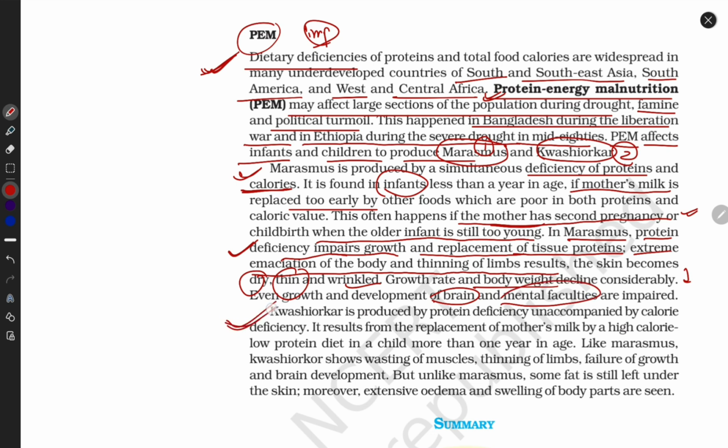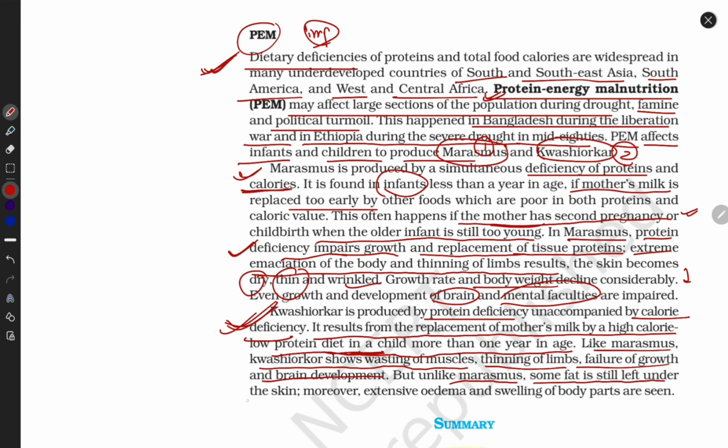Now the next disease is kwashiorkor. This is also due to protein deficiency and also calorie deficiency. It results from the replacement of mother's milk by a high calorie, low protein diet in a child more than 1 year in age. Like marasmus, kwashiorkor shows wasting of muscles and thinning of limbs; both diseases show the same characteristics. Failure of growth, and brain development fails. Unlike marasmus, some fat is still left under the skin.